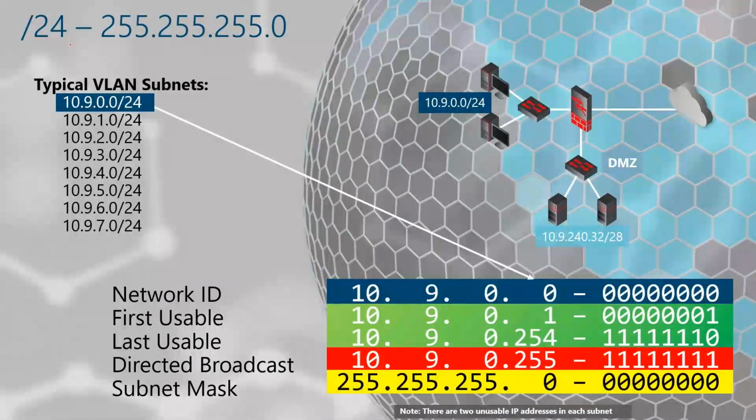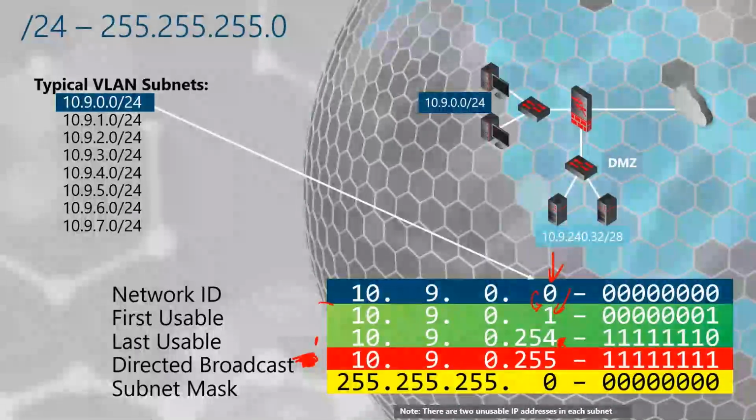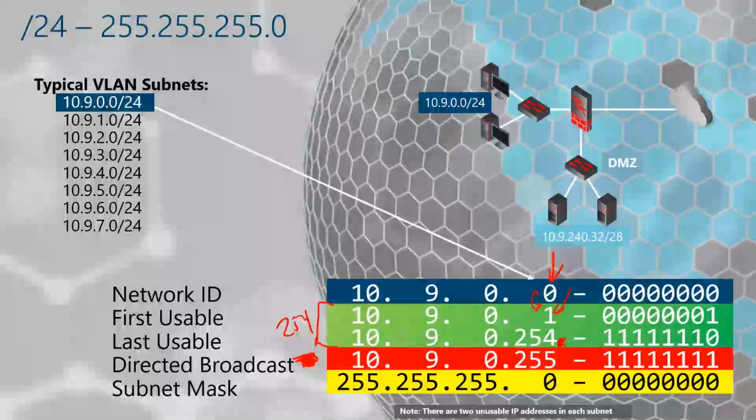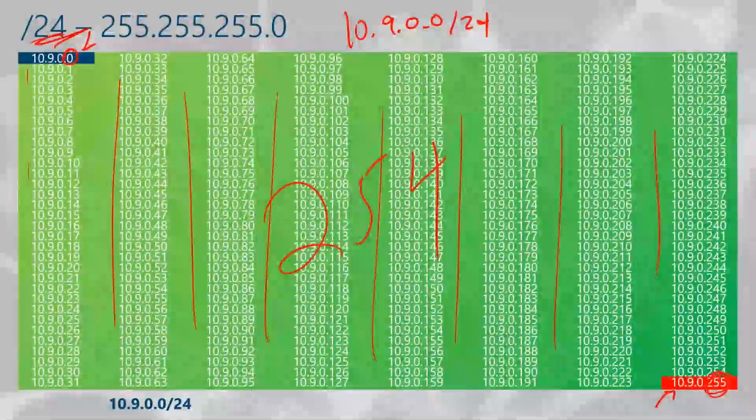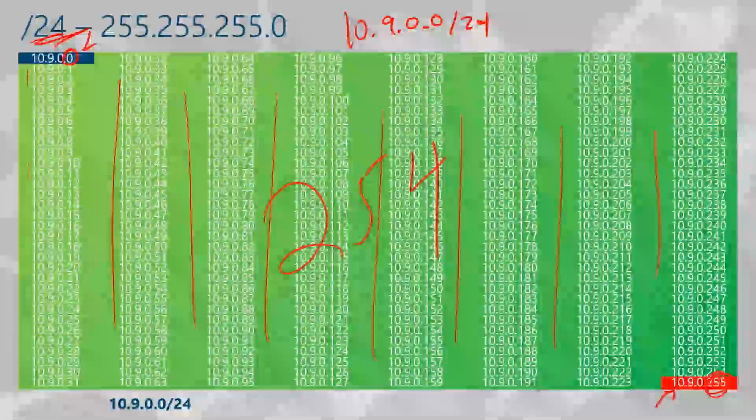Take a look at this. You can see that. Network ID. The first usable address is 1 more than it. There's your directed broadcast address. And 1 less than the directed broadcast address is your last usable address. So these are all the usable addresses. There's 254 of them here. And just to give you another visual representation of that, there they all are, every single one of them.